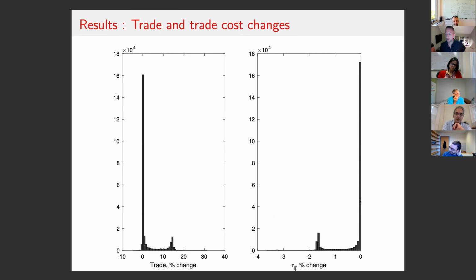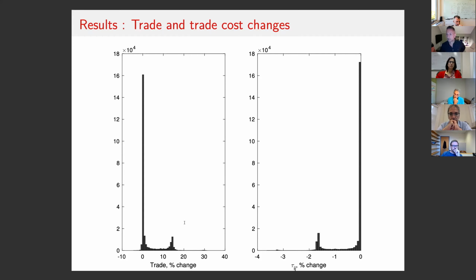Now, remember trade costs here. So the tau is endogenous, right? Because that depends on which route is chosen. So here you see what happens to the change in the trade costs when we shock the model with the Panama Canal expansion. So clearly this is a density across port pairs. For many port pairs, this doesn't matter at all for trade costs. But then you get this distribution of changes from zero to around -2% in bilateral trade costs.